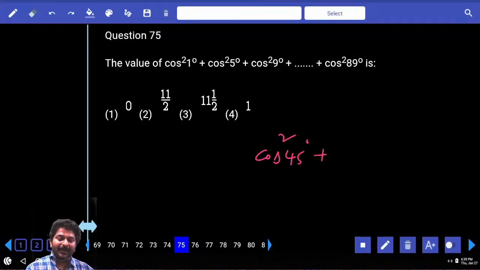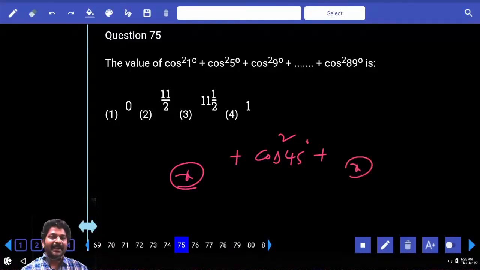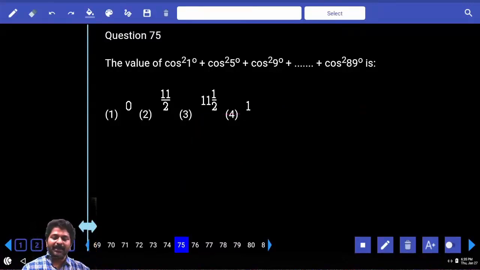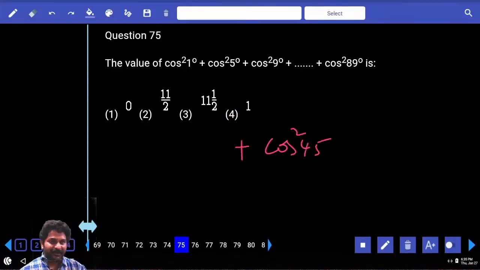Before and after, here if you have x terms, right hand side also we will have x terms, correct? So if there is only one term here and one term on the right hand side, when you add these two, you get one only. Cos square 1, cos square 89. If you have two terms in left hand side and then right hand side, you'll get value 2. So now we need to identify how many values before cos square 45 degrees we have and after cos square 45 degrees we have. Okay now?